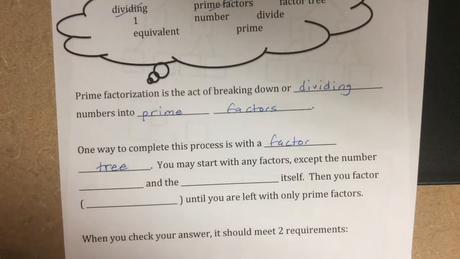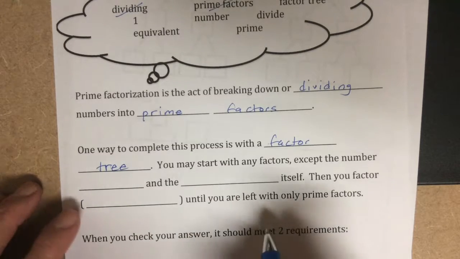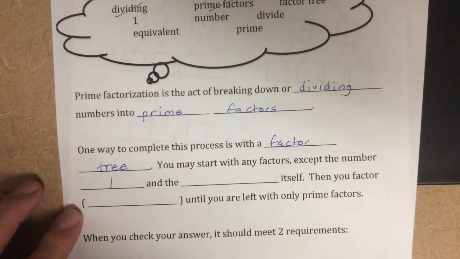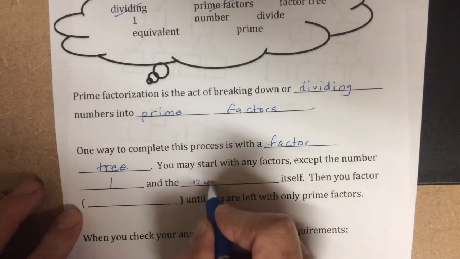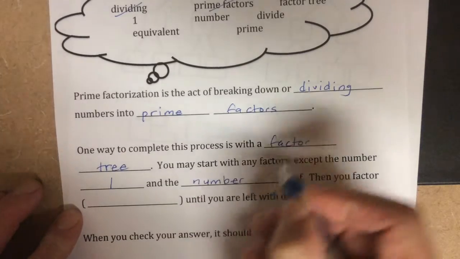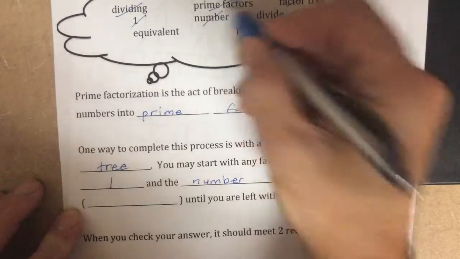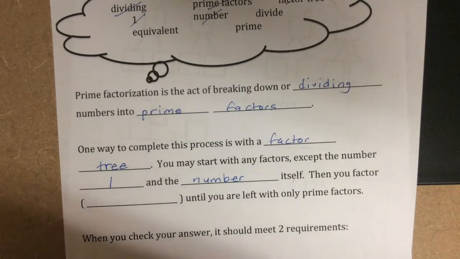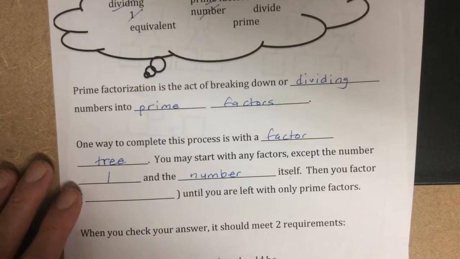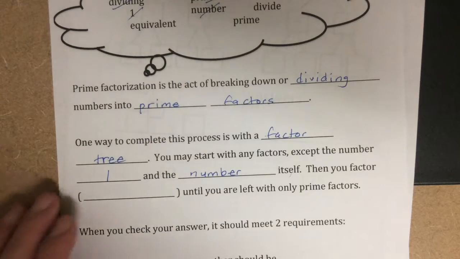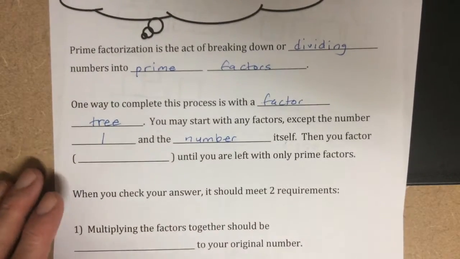Now here's the key. You may start with any factors. There's just two exceptions. You may start with any factors except the number 1 and the number itself. You could start with the number 1 and the number itself, but you would just be endlessly, if the number was 5, entering 1 times 5, 1 times 5, 1 times 5, and you would not be factoring or dividing it or simplifying it.